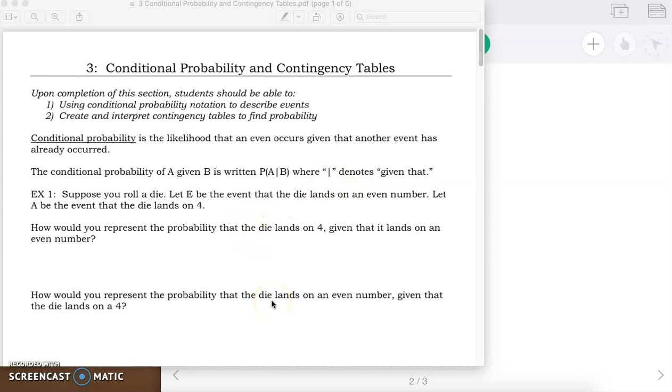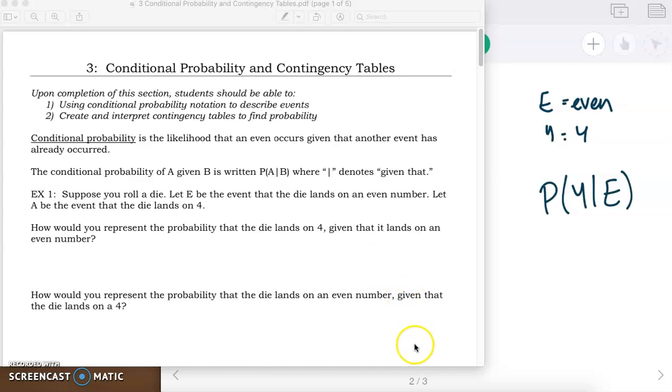Example, suppose that you roll a die. Let E be the event that the die lands on an even number, and let A be the event that the die lands on 4. How would you represent the probability that the die lands on 4 given that it lands on an even number? Let E be even, and we'll just let 4 equal 4, which is pretty straightforward. So if we want to write the probability that the die lands on 4, given that it's even, we would say probability of 4 given even.